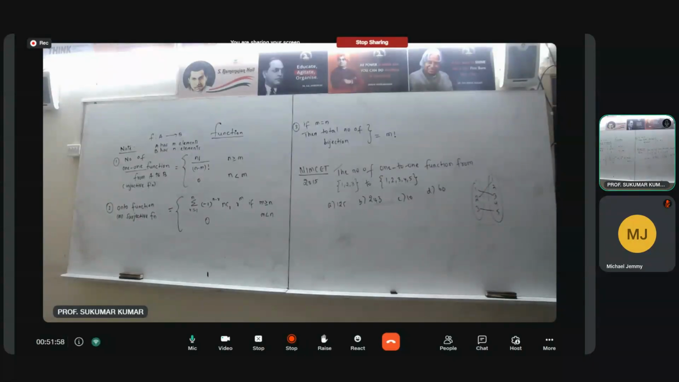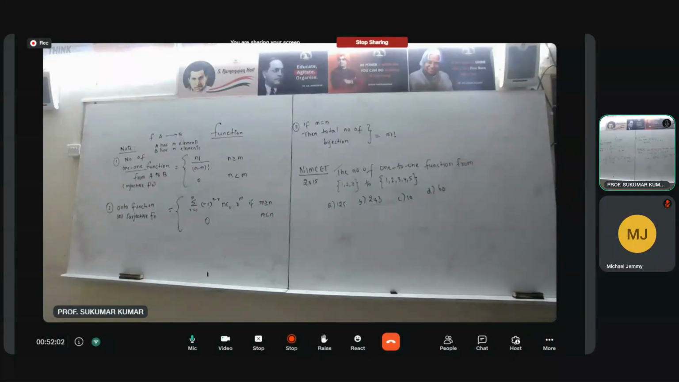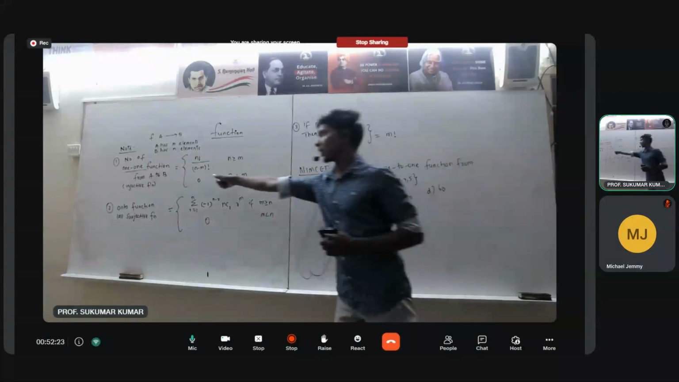So how many functions are there? See, I've told you, right? If one element is mapped to two elements, this is a relation, not a function. So there are so many functions, actually, so many number of functions. How it will be, that is your formula.